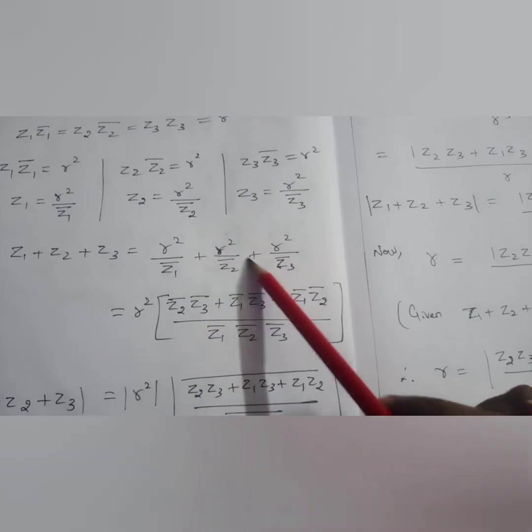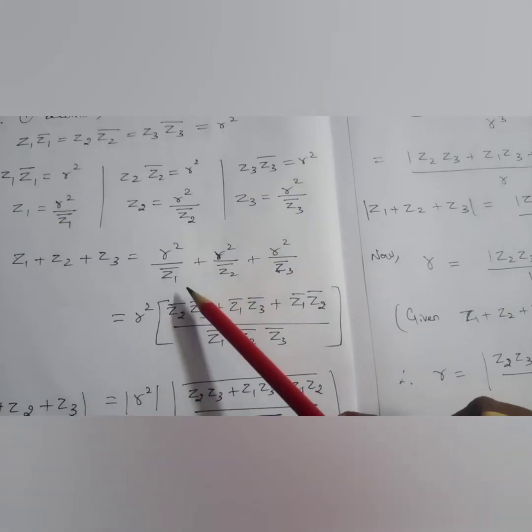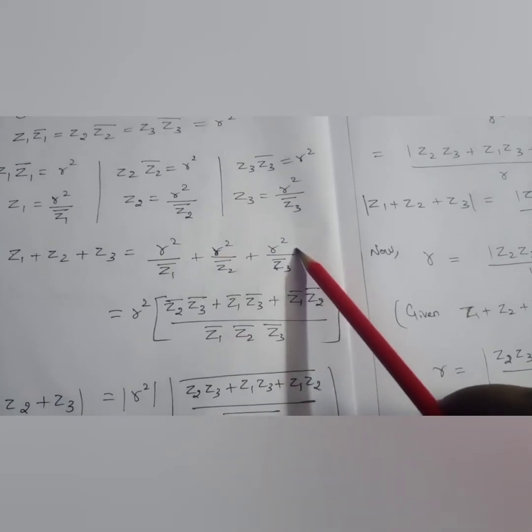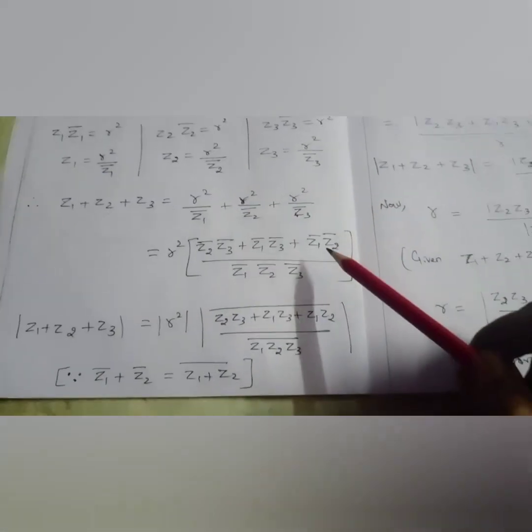So here the term in the denominator is z2 bar. So what are the terms missing? z1 bar and z3 bar. So I have written it here. And here it is z1 bar and z2 bar. So I have taken the LCM.